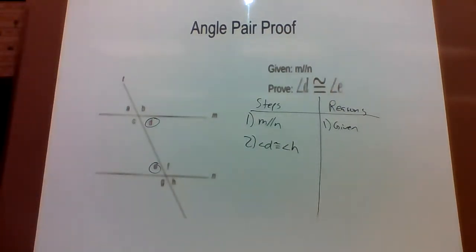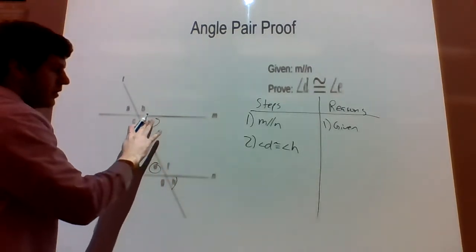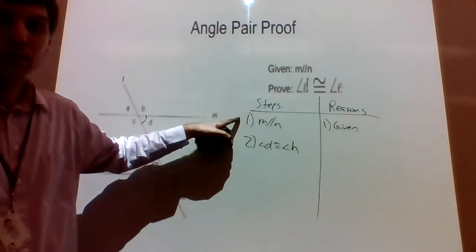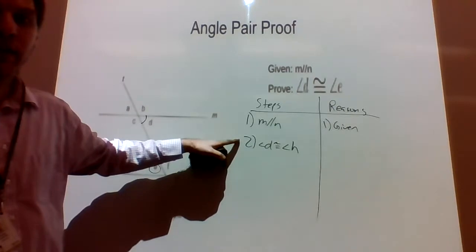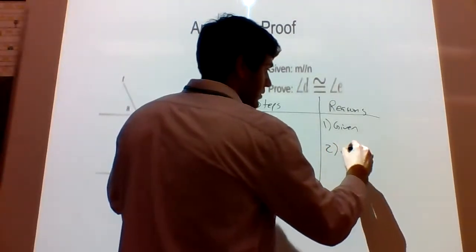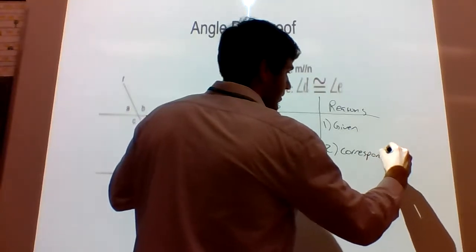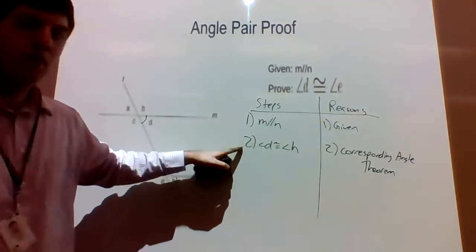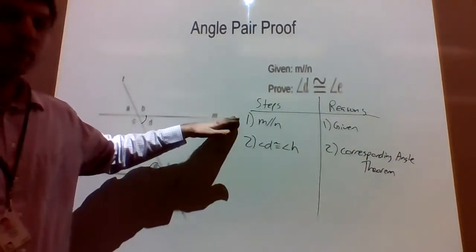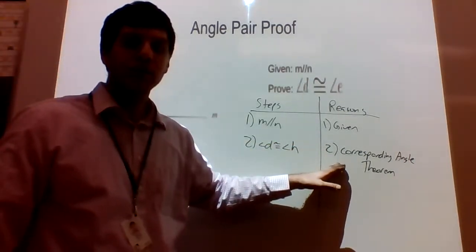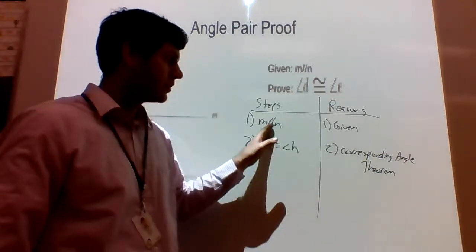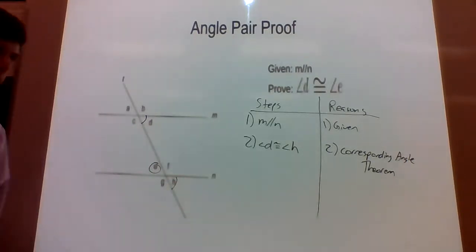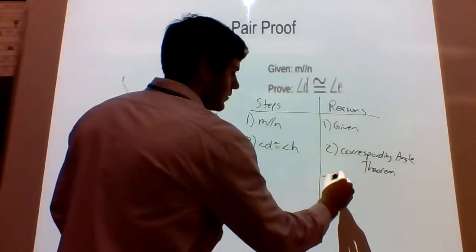And the reasoning for that is that these are corresponding angles. And we know the lines are parallel, because that's the given. If the lines are parallel, then by the corresponding angle theorem, the corresponding angles are congruent. So by the corresponding angle theorem, angle D is congruent to angle H. Okay. We also have the vertical angle theorem.